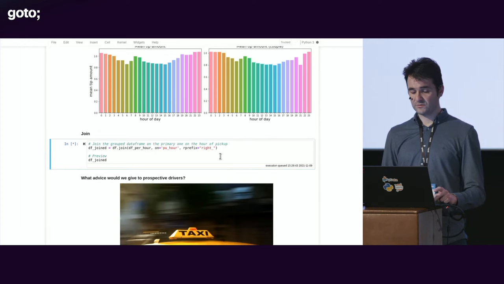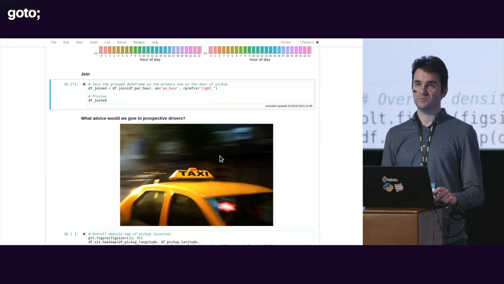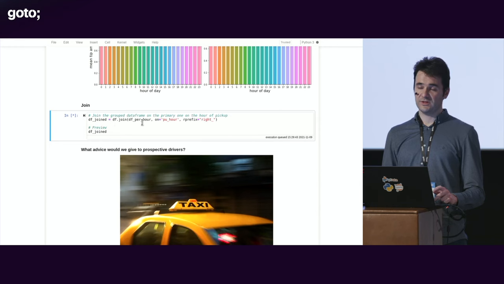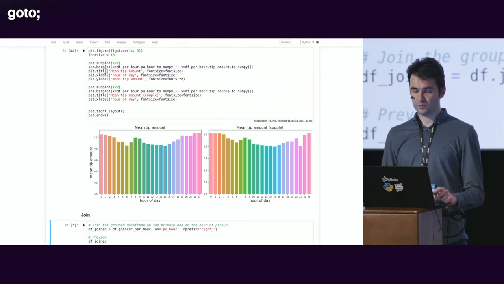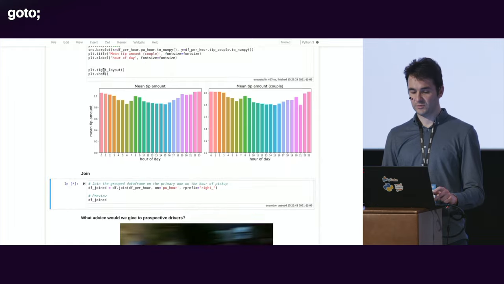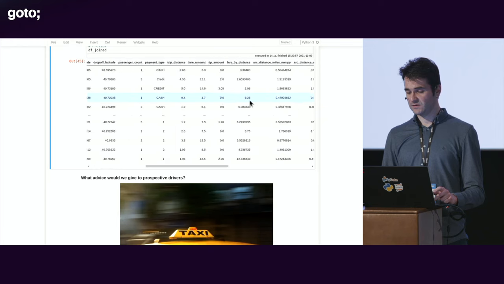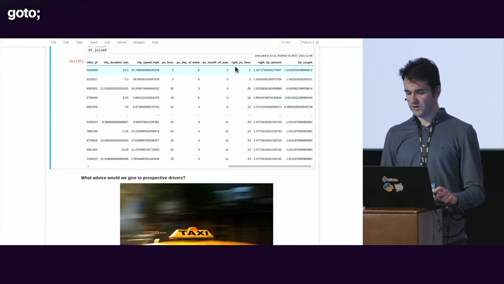Again, we can have join, a standard operation, just big data, small laptop kind of thing. Now we're joining the original data frame that we just discussed with this group by data frame that we did. Takes a bit of time, but yeah, here it is. And if you scroll to the right, you get the new columns that we just added.